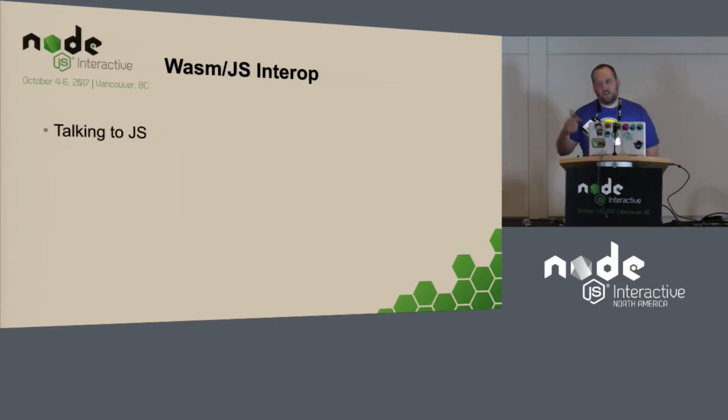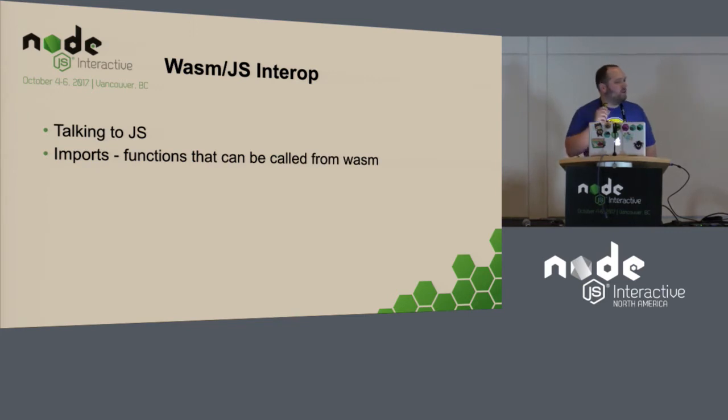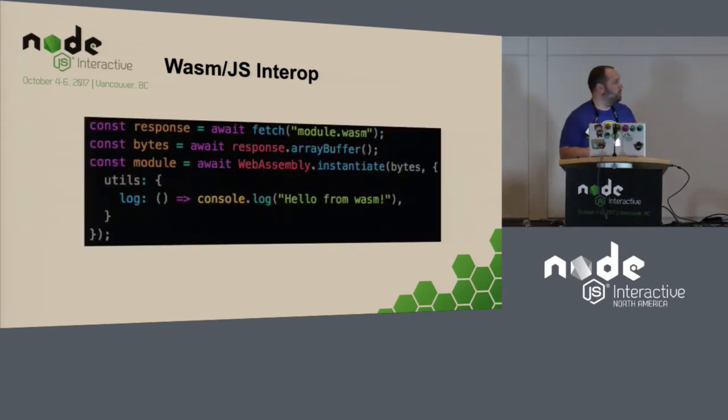So now how do we talk to JavaScript? So that's pretty cool, but all we can do is raw calculations with that so far. So we use imports. These are functions that can be called from WebAssembly. JavaScript functions we can call from WebAssembly. So let's take a look at that.